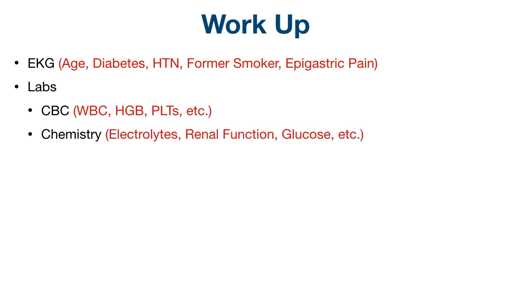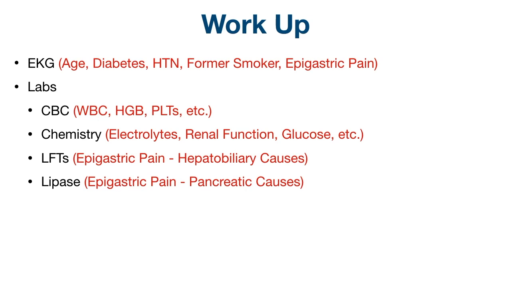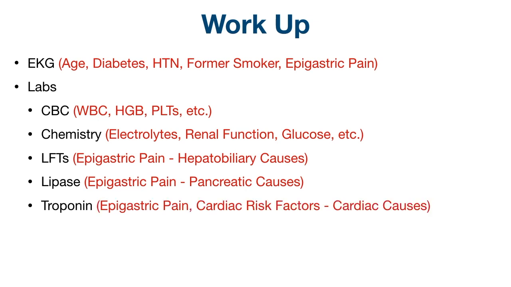A chemistry should also be ordered, especially with his abdominal pain and history of diabetes. This will contain electrolytes, renal function, and glucose. Given his epigastric pain, you should consider a liver function test to look at hepatobiliary causes, or a lipase to assess the pancreas, such as pancreatitis. As mentioned before, cardiac etiology should be considered given his risk factors and epigastric pain, so troponin should be ordered.